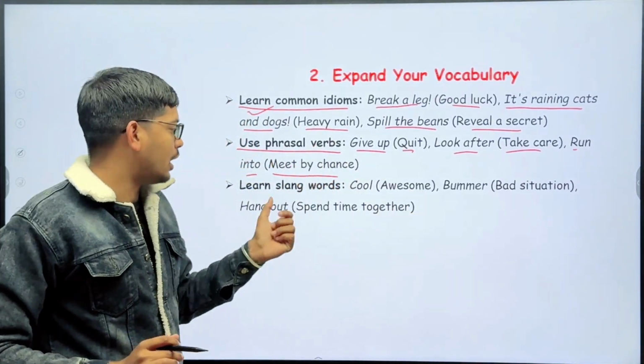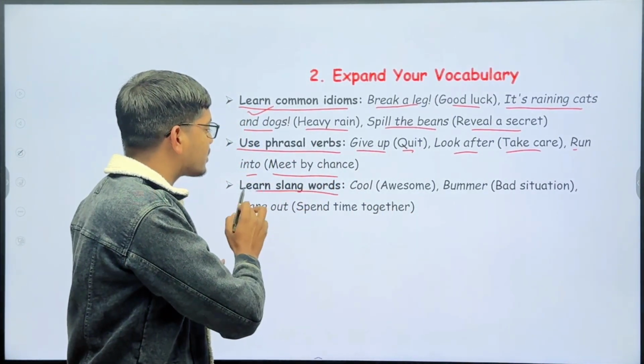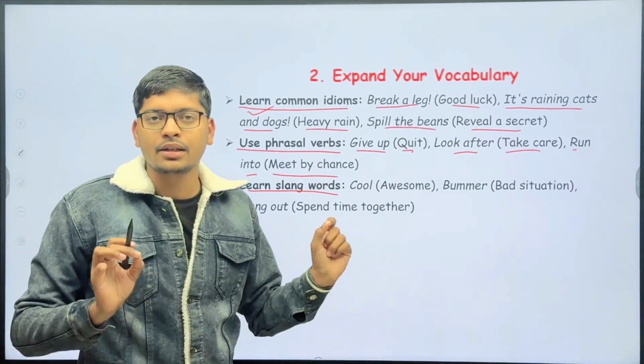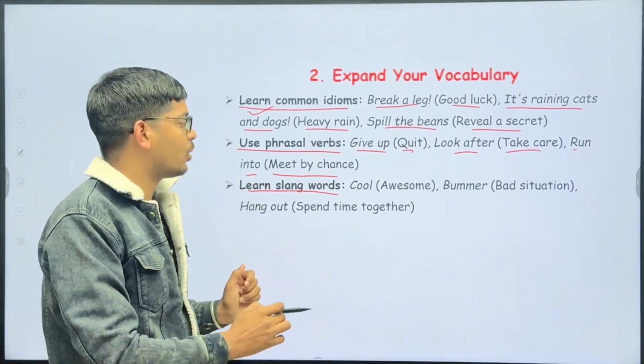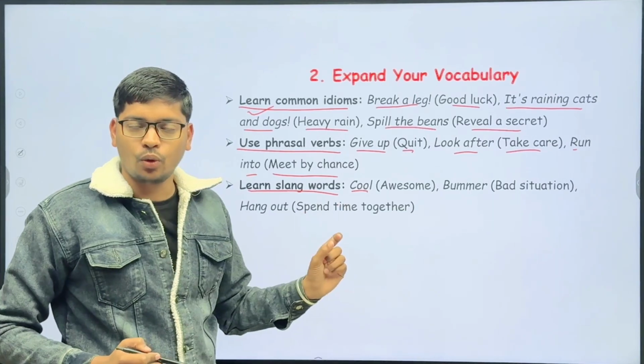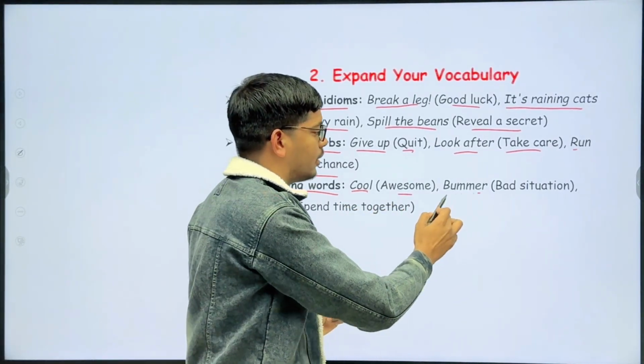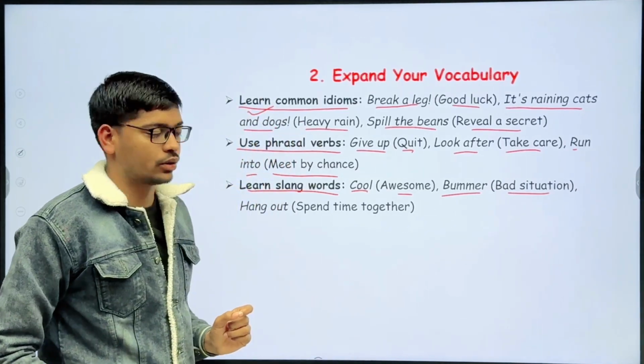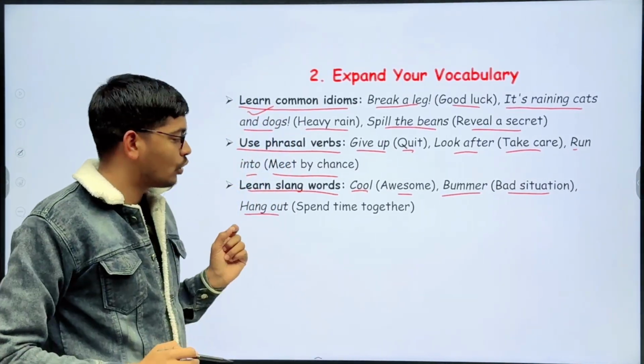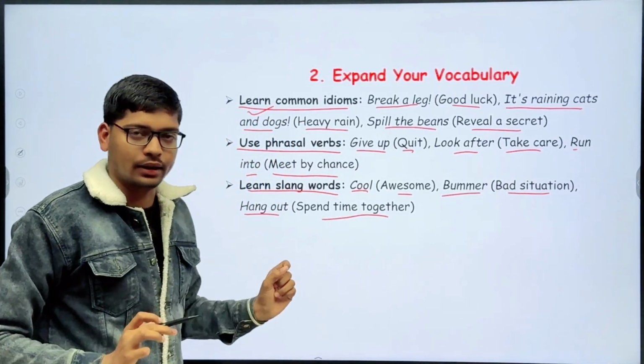Okay, this type. And next, learn slang words. For example, cool, cool for awesome, bummer for bad situation. Okay, hang out for spend time together.